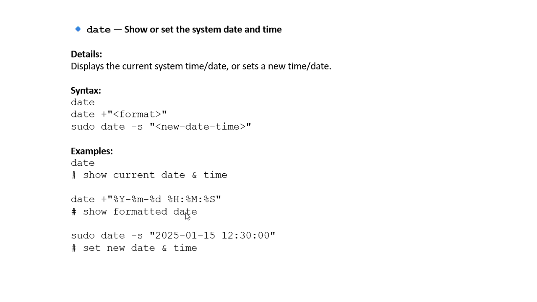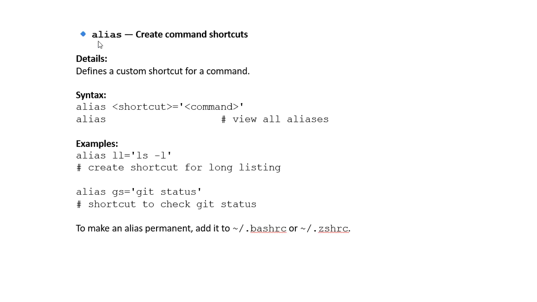It shows the formatted date. And sudo date hyphen s double quotes 2025 hyphen 01 hyphen 15, and the time is 12 colon 13 colon 00 double zeros. This sets the new date and time.